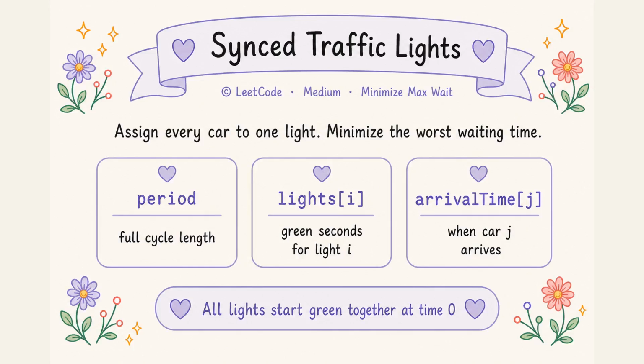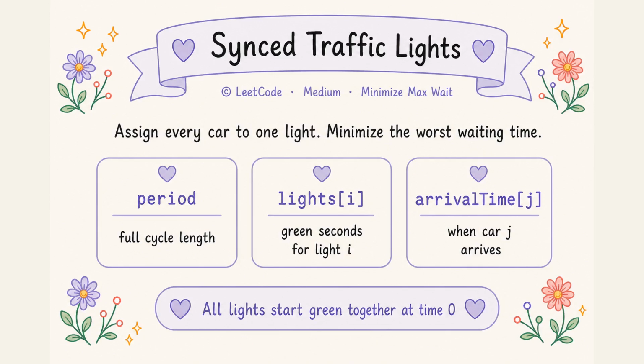Welcome to Minimize the Maximum Waiting Time at Synchronized Traffic Lights, a LeetCode medium. You are given a cycle length called period, an array lights, where lights[i] is how many seconds light i stays green, and an array arrival time for each car. At time 0, every light starts green together, and every cycle lasts exactly period seconds.